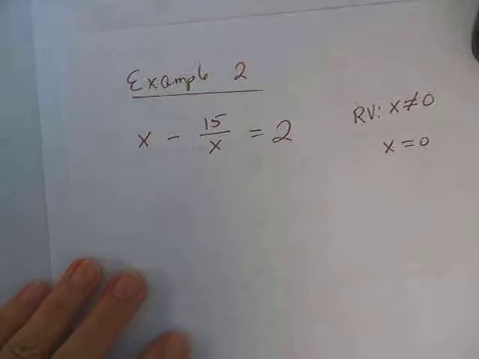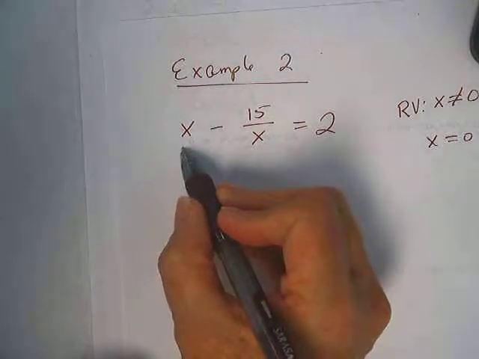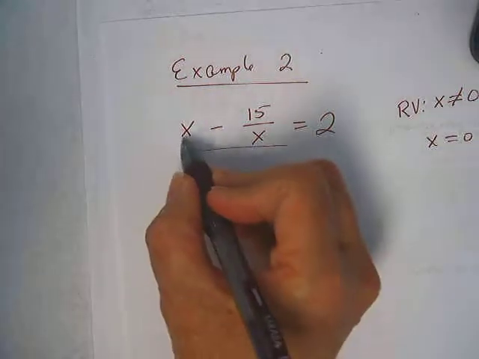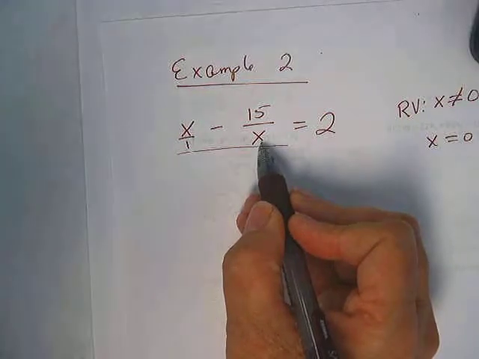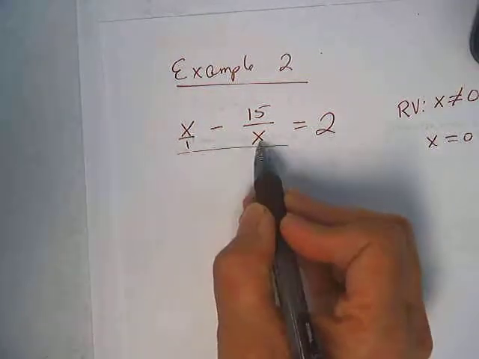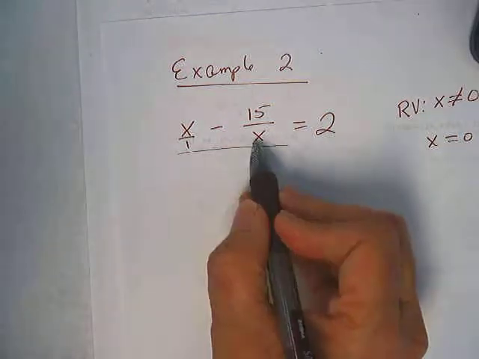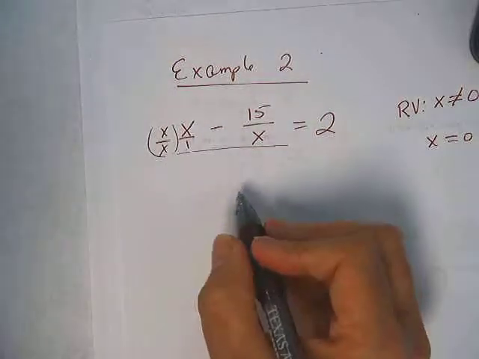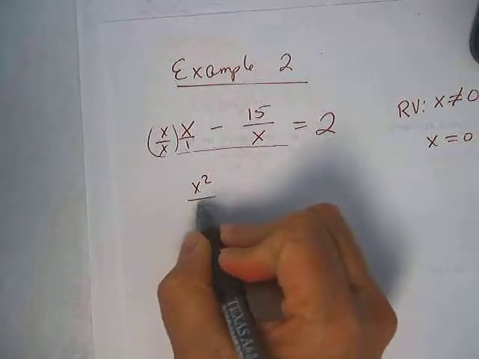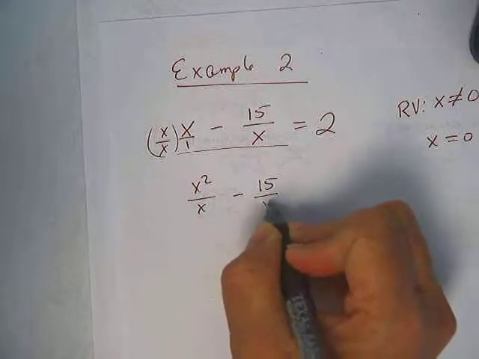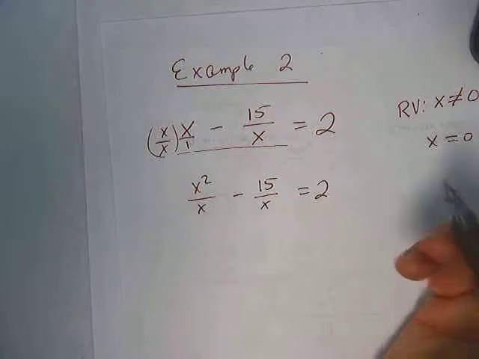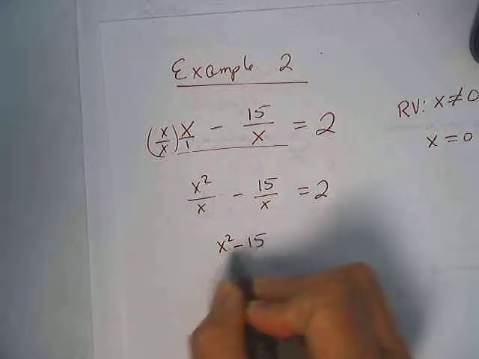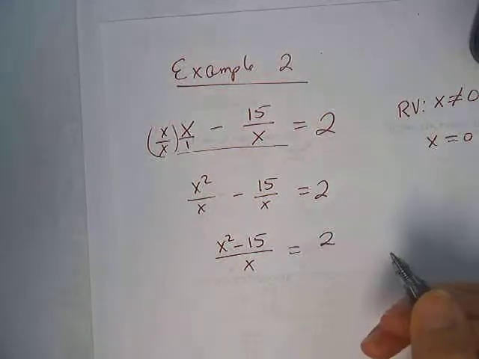So now to solve this, we need to simplify. And what that means is I've got to take care of putting these two pieces together. So this is really x over 1, and this is over x. So my common denominator here is x. So to get x, I need to multiply this fraction by x over x. So now I would have x squared over x minus 15 over x is equal to 2. Now that we have the same denominator, I can put them together. So I have x squared minus 15 over x equals 2.